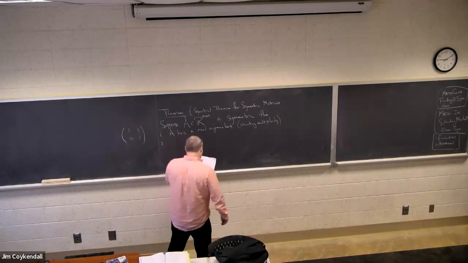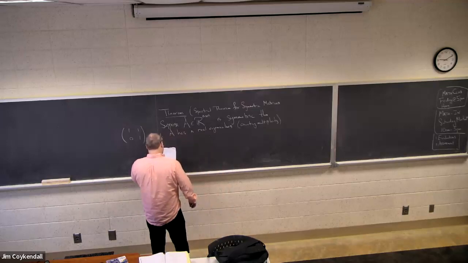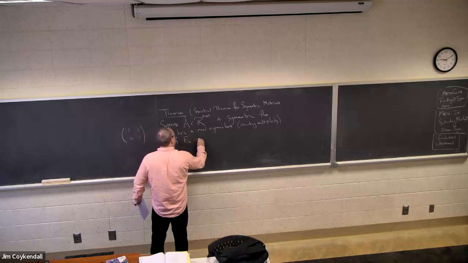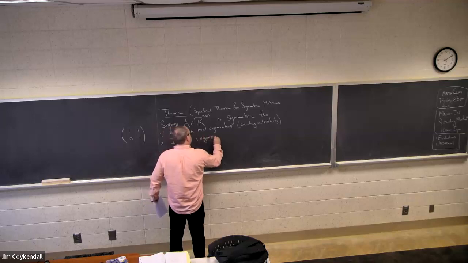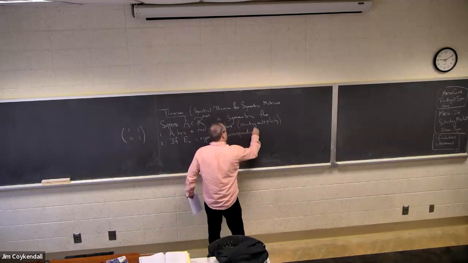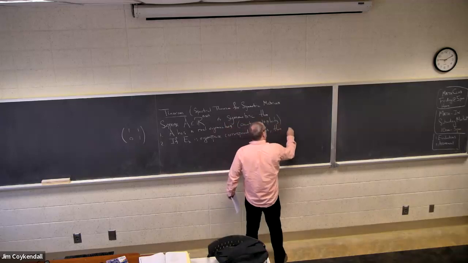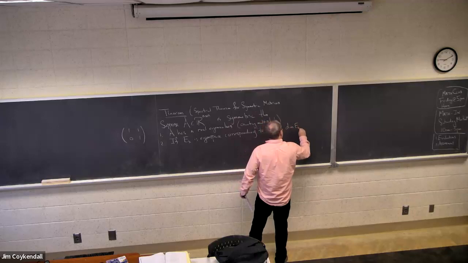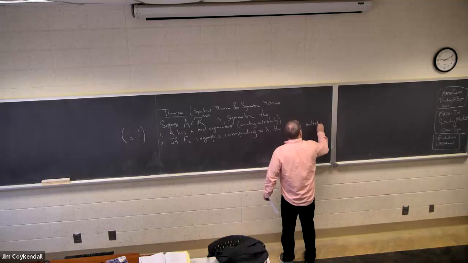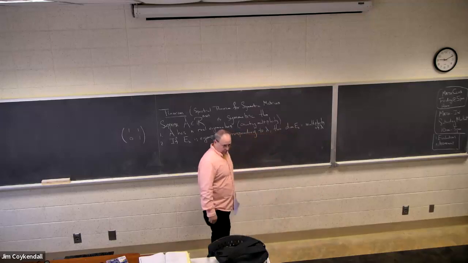Two, the dimension of each eigenspace: if E lambda is the eigenspace corresponding to lambda, then the dimension of E lambda is equal to the multiplicity. That is how many times lambda repeats as a root.